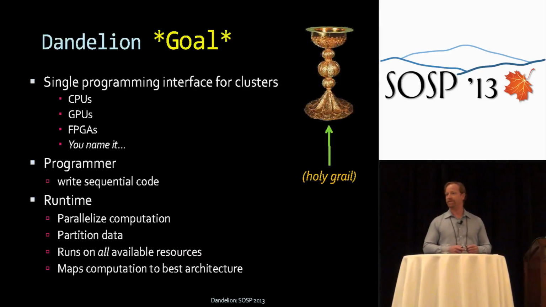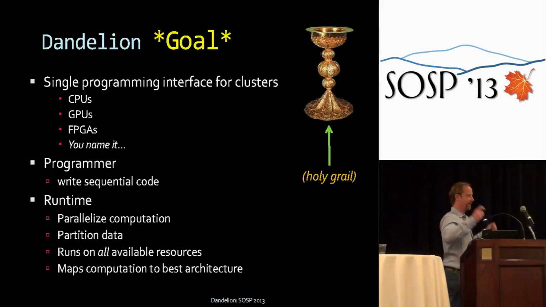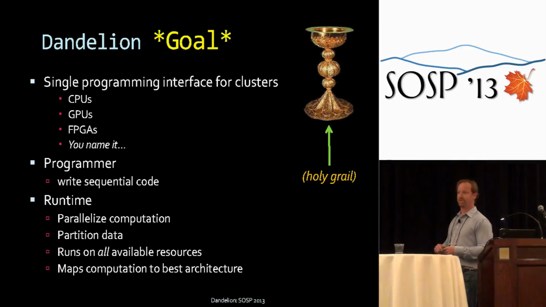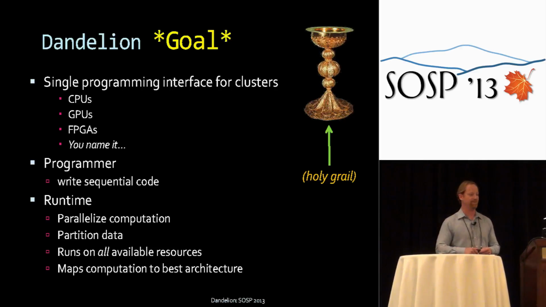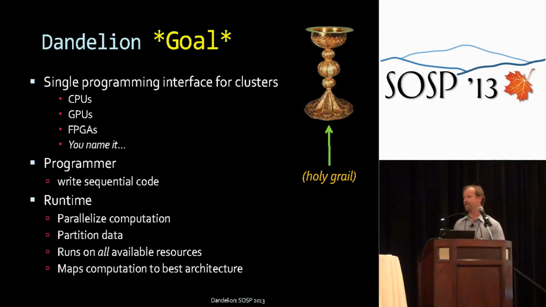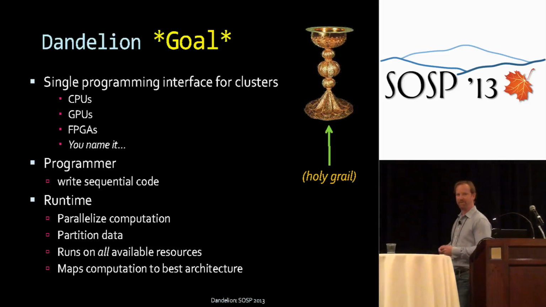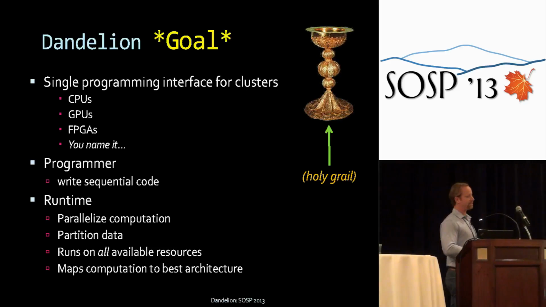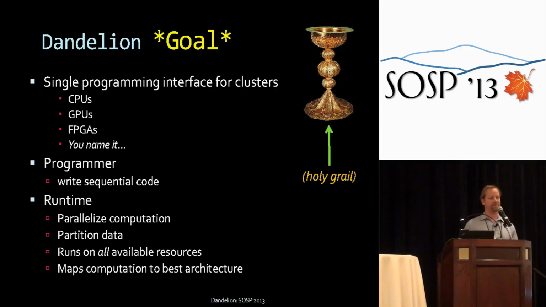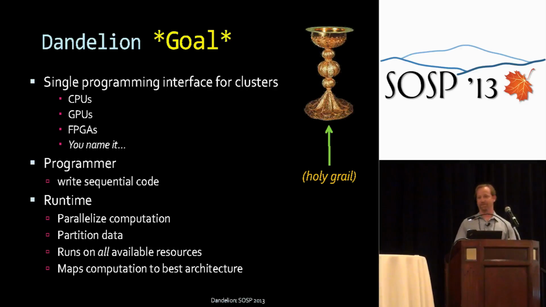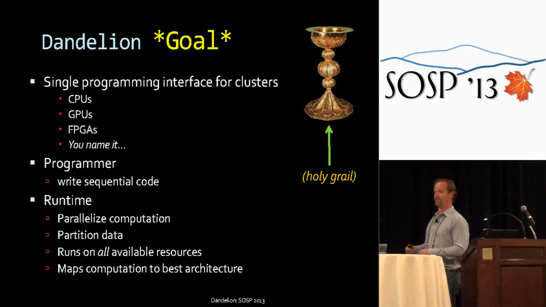So the grand vision of Dandelion, or its holy grail goal, if you will, is to provide a single uniform programming interface across clusters comprising CPUs, GPUs, FPGAs, and why stop there? You name it, right? And in this grand vision, the programmer writes sequential code, preferably in some productivity language like Java or C#, and the runtime is responsible for absolutely everything else, parallelizing the computation, mapping it to diverse architectures, partitioning, scheduling, and so on.